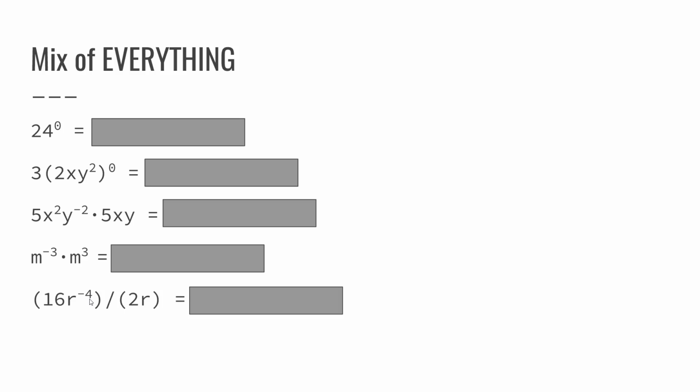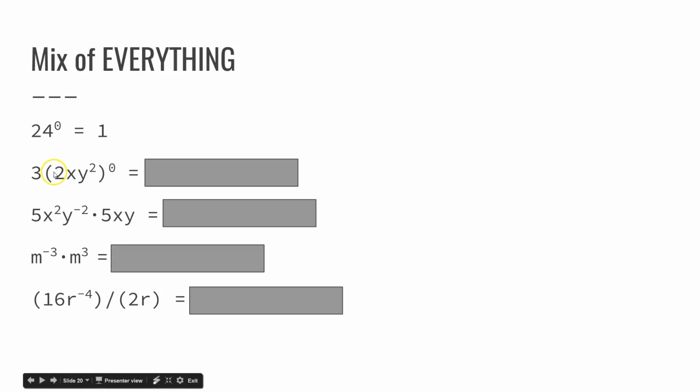All right, lastly, I kind of have a mix of these two things, so negative exponents and zeros. So the first one, we have 24 to the 0 power. Remember, anything to the 0 power is 1. In our second example, we have 3 multiplied by 2xy squared to the 0 power. Well, everything in the parentheses here is being taken to the 0 power, which means all of this is going to turn into 1, which means this really is 3 times 1, which is just 3.